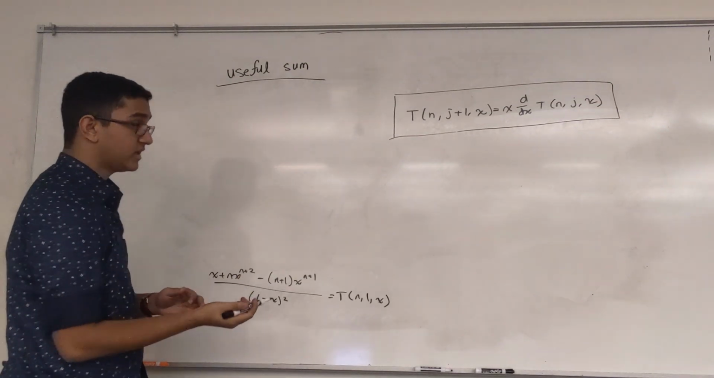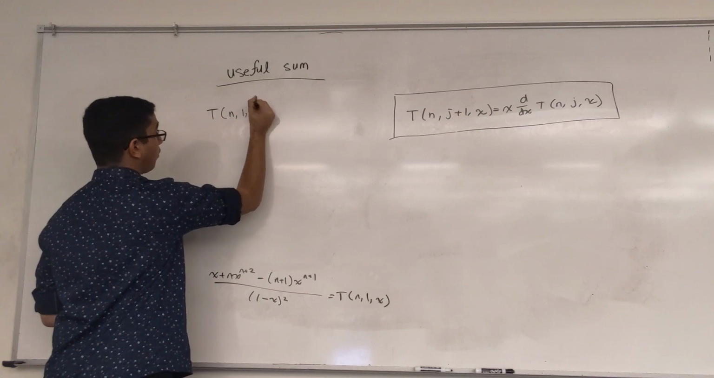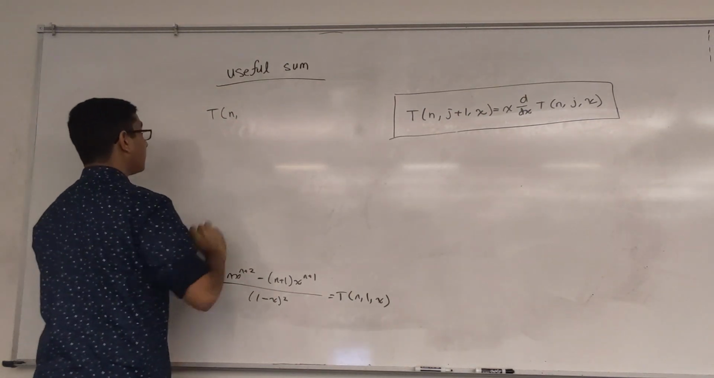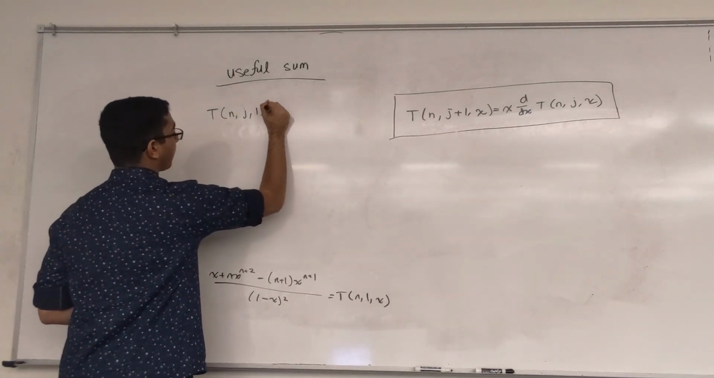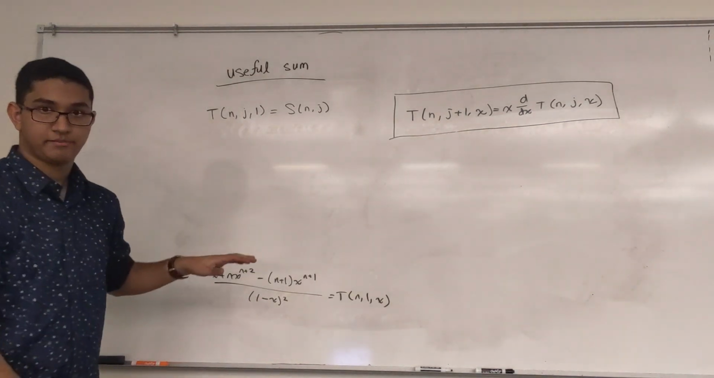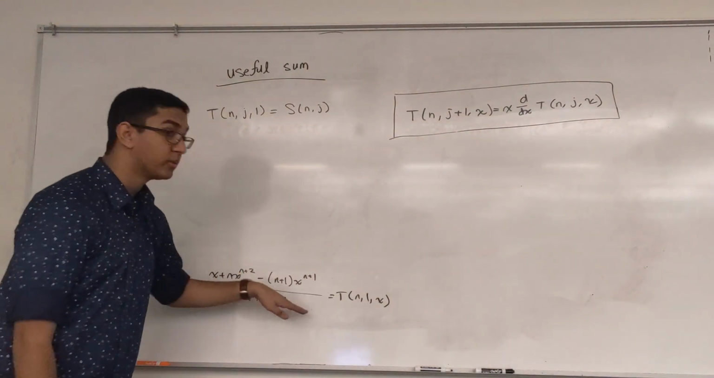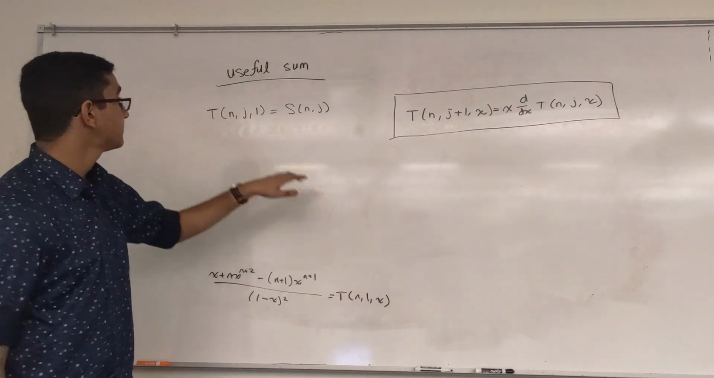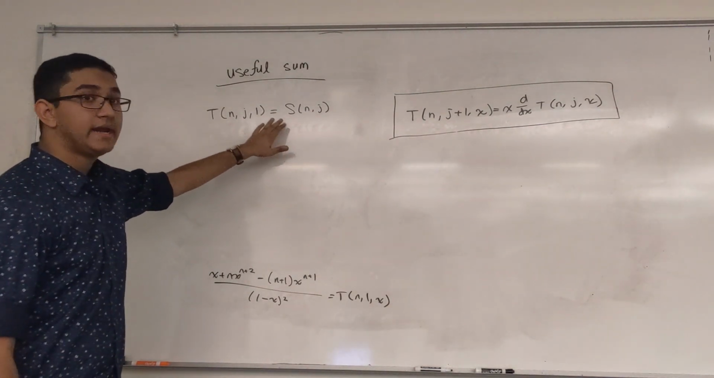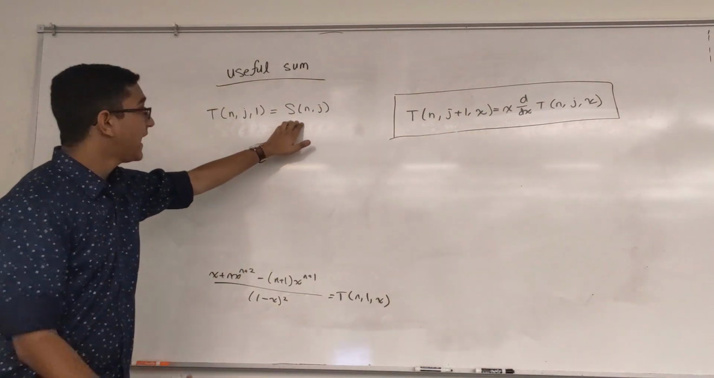So remember, I did say before that t of n, 1, 1, and this is an example. We have shown the formula for t with parameters n, 1, and x. So now we also know that for t with parameters n, j, and 1, it's equal to s with parameters n and j.